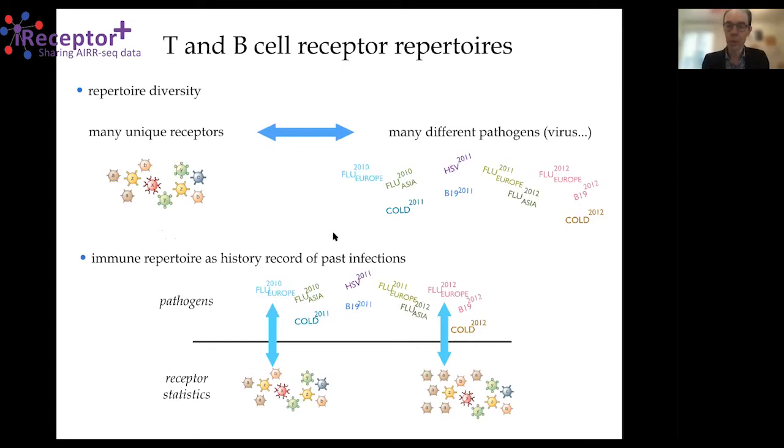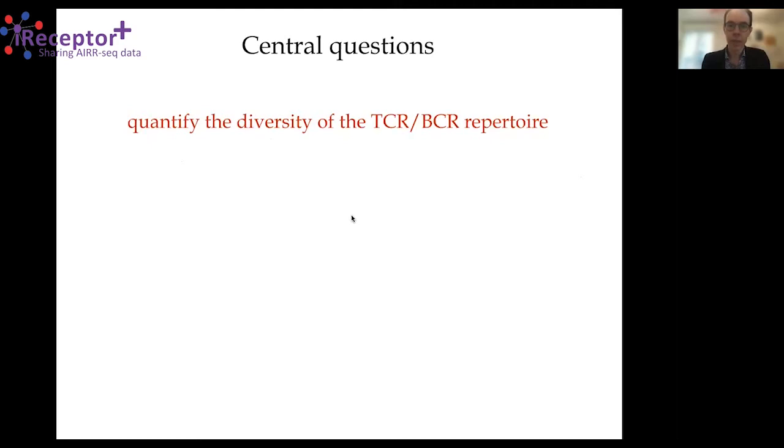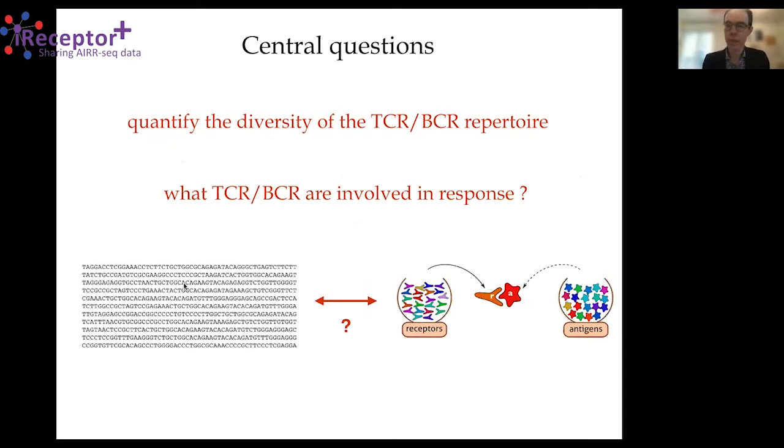To me, this raises two central questions, which I'm going to try to address broadly in this talk. The first one is, how can we quantify and characterize the diversity of TCR and BCR repertoires, including in healthy patients? The second one is, once we have a repertoire, which is usually a list of clonotypes, how can we associate that to antigens, in particular to disease? Because we need to know what BCRs and TCRs are involved in the response and are involved in recognizing particular antigens. So these will be the two central questions that will guide my presentation.